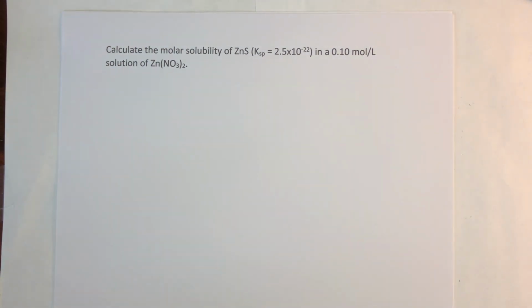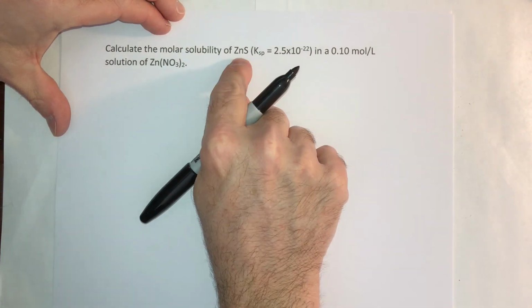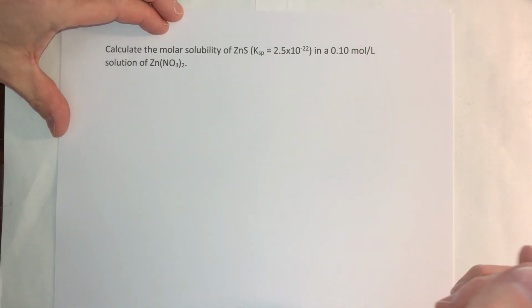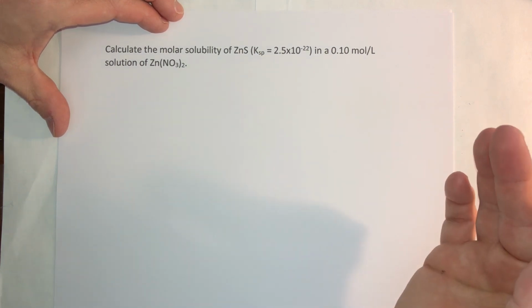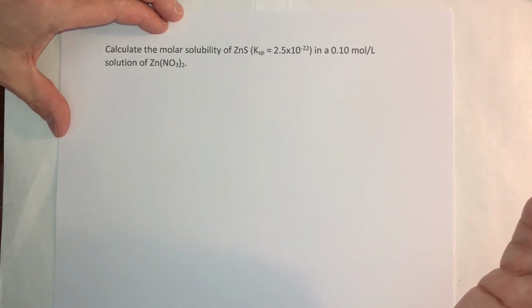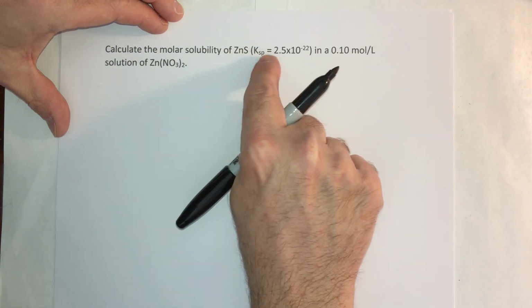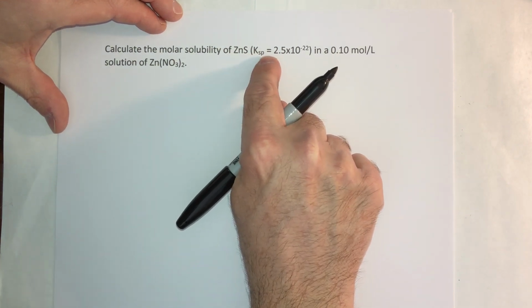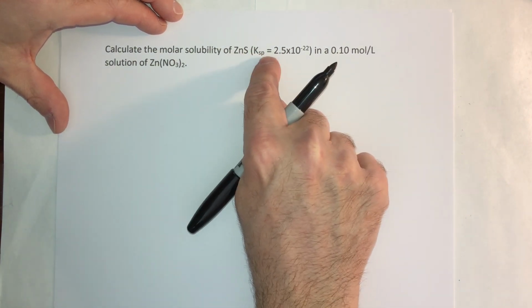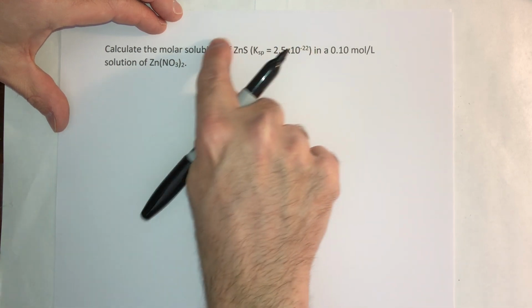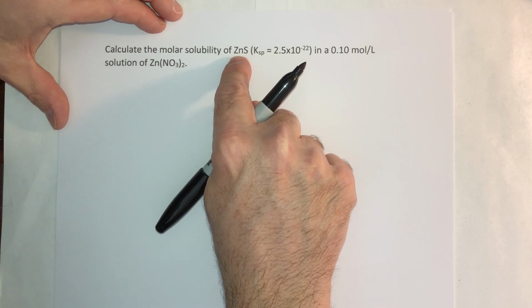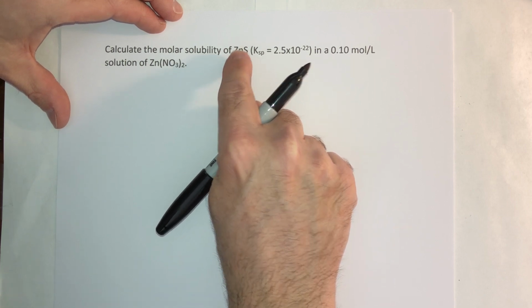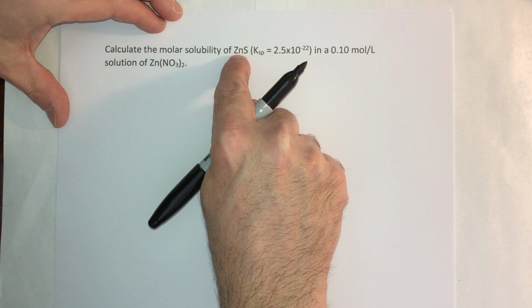For this problem, my first step is to write my equilibrium. You have two compounds, but only one of them will form an equilibrium. The way you can tell which one is the important chemical, the one that's going to form the equilibrium, is that it's the chemical that has the Ksp. In this problem, I tell you that zinc sulfide has a Ksp, and that's telling you this is the important chemical. This is the one that's not going to dissolve very well, and it's the one that's going to have the equilibrium.